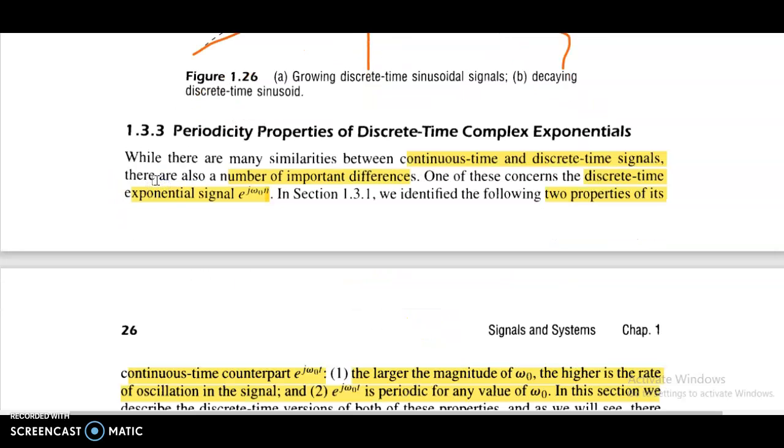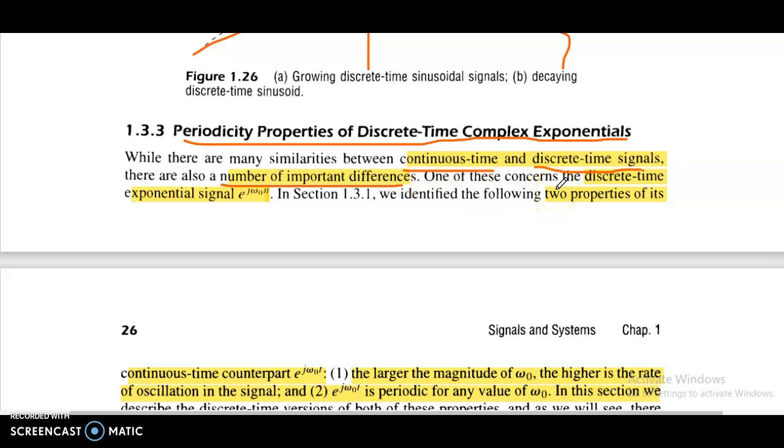Then, periodicity properties of discrete time complex exponentials. There are many similarities between continuous time and discrete time signals. Like that, a number of important differences are also there.